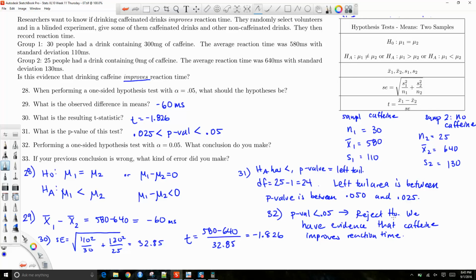Okay, and if that was a mistake, that would be a type 1 error. Okay, because we chose to reject the null hypothesis. If it was a mistake to reject the null hypothesis, that's a type 1 error.